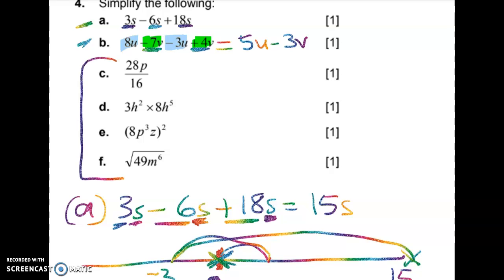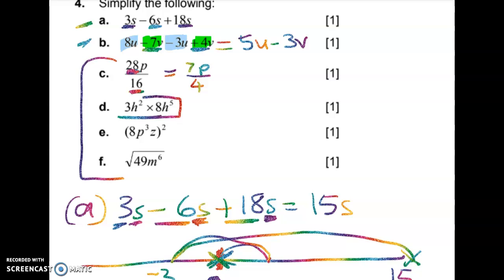These next questions are different because they're about multiplication and division. So here we've got 28p divided by 16. What I'm looking at here is whether I can simplify the numerical thing. So this 28, which is the coefficient of p, and this 16 have got a common factor of 4. So we can divide the top and the bottom of the fraction by 4, and we get 7p over 4. Now there's nothing more to do there. The 7 and the 4 are now in the fraction in its simplest form, and the p is just the variable sitting there. So that's that one.